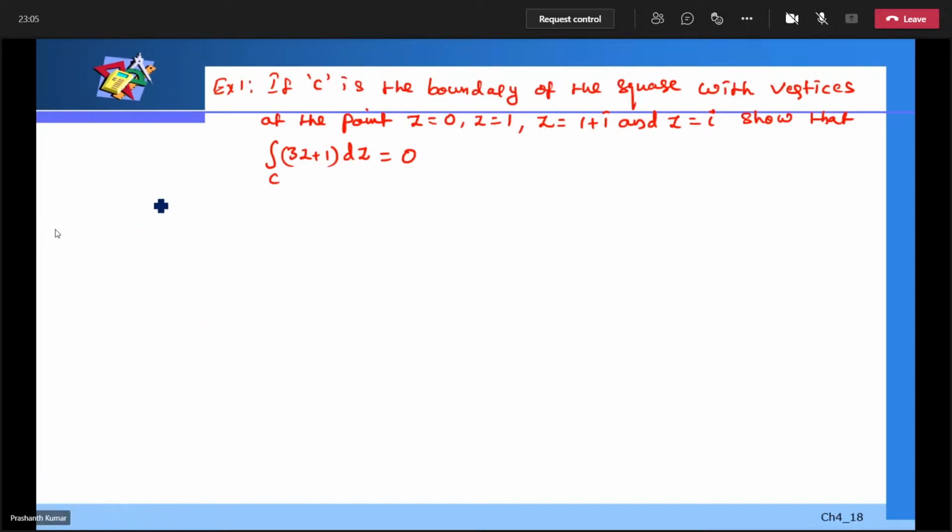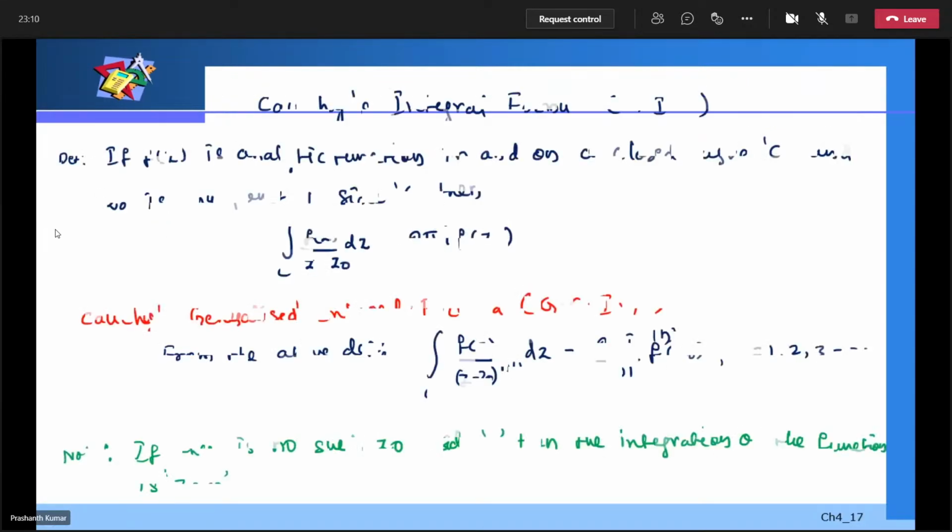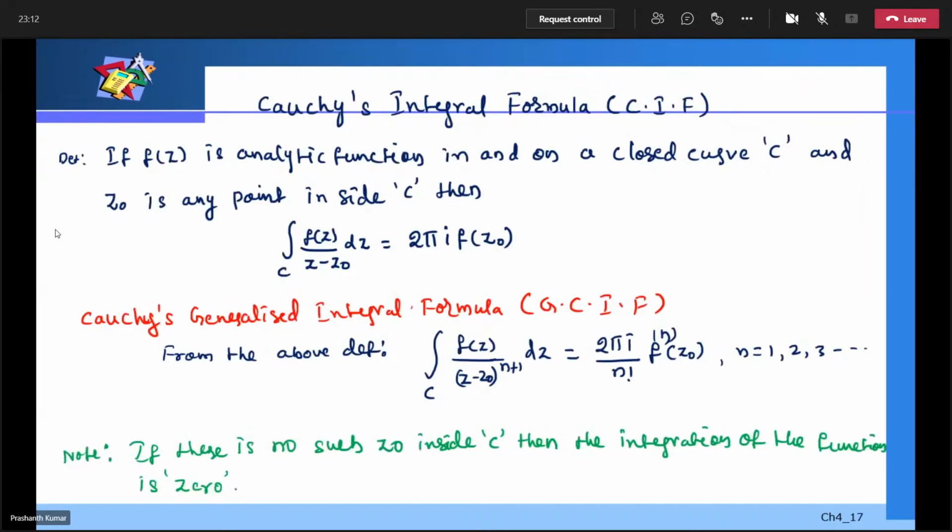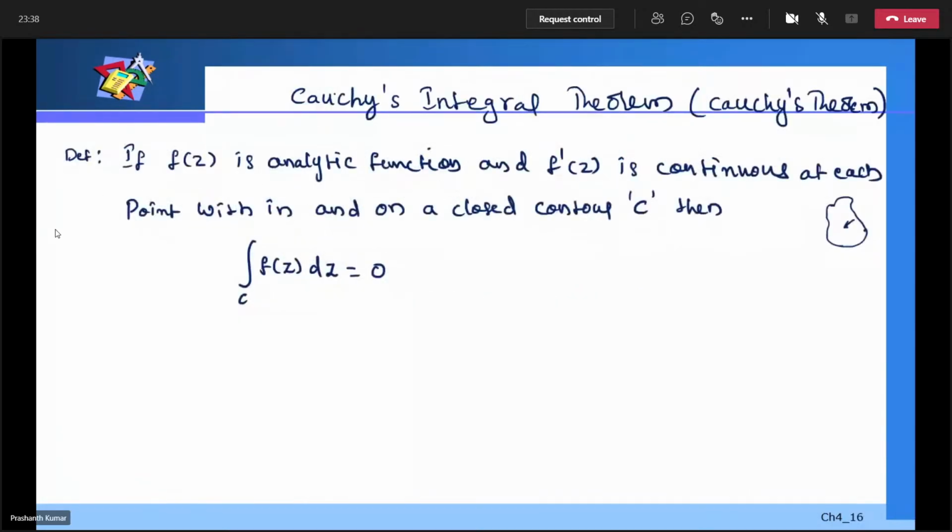So here, what is Cauchy's integral formula? All of you see, if f of z is an analytic function in and on a closed curve C, and z0 is any point inside C, then the integral over C of f of z divided by z minus z0 dz is equal to 2 pi i f of z0. This is the Cauchy's integral formula.